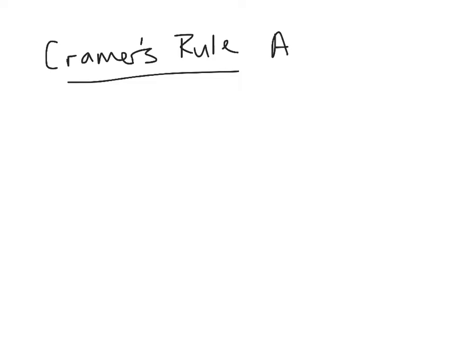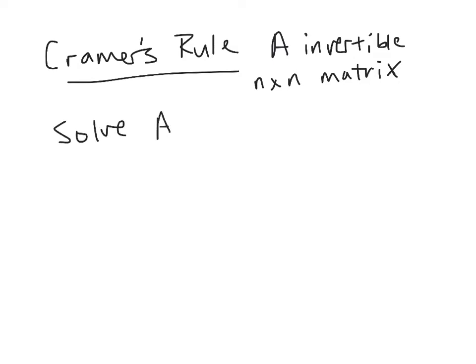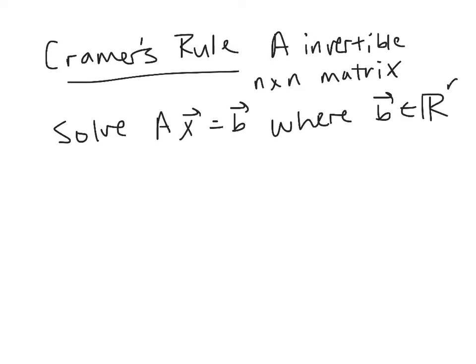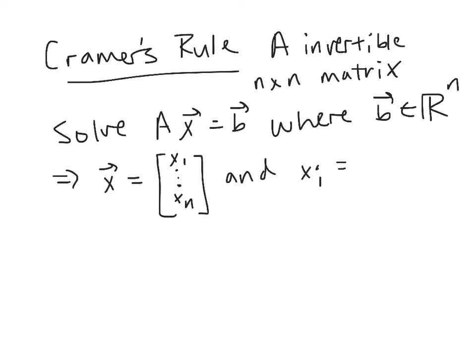It tells us that if A is an invertible n by n matrix, and we want to solve the equation Ax equals b, where b is a vector in the real numbers raised to the nth power, then the vector x, which is x1 to xn, we know what these entries are. xi is equal to the determinant of Ai of b over the determinant of A. And this is what we call Cramer's rule.